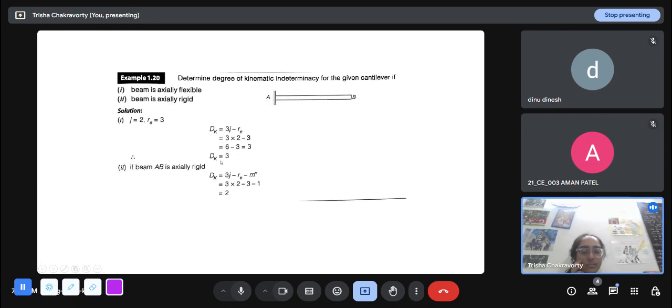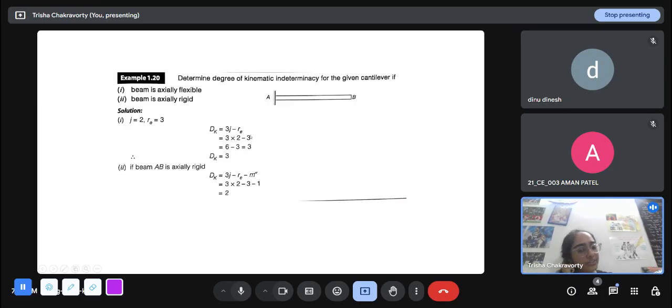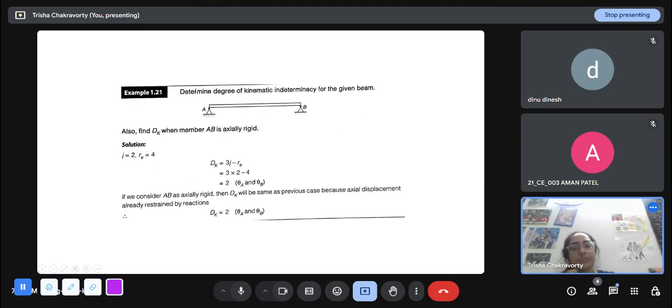The D_K here is 3. So what are my three remaining degrees of freedom? It can go in the x direction, it can displace in the y direction, it can also rotate about the z axis. And if B is actually rigid, then it has 2 degrees of freedom. It can go up and down vertically, and it can rotate in the z plane. So here the 2 degrees of freedom are theta A and theta B.